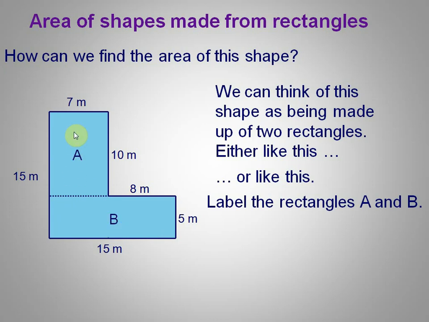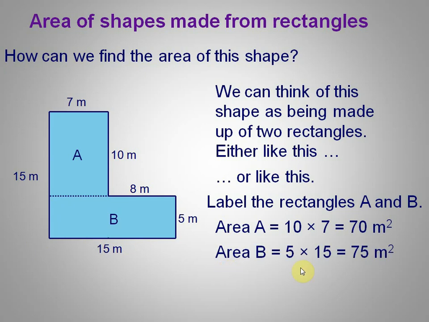So if we say that this one is the A figure and this one is the B figure, first we have to find the area of the A figure. A figure has a width of 7 centimeter and a length of 10 centimeter, so we multiply, and it is 70 meters square. And figure B has a width of 5 meter and a length of 15 meter, so the area of B is 75 meters square. Now you can add both the area of A and the area of B. You get the final answer, 145 meters square.